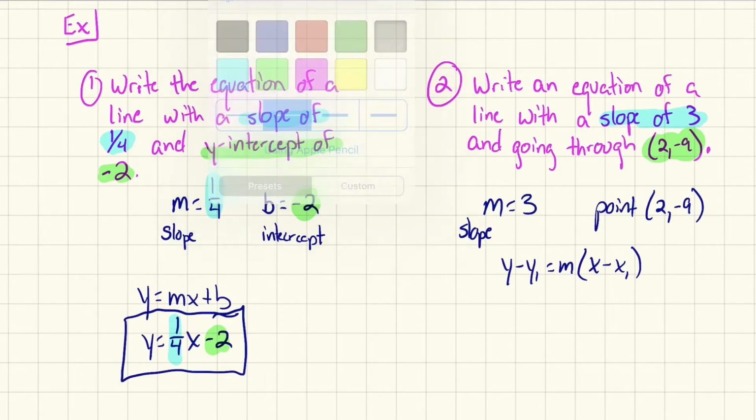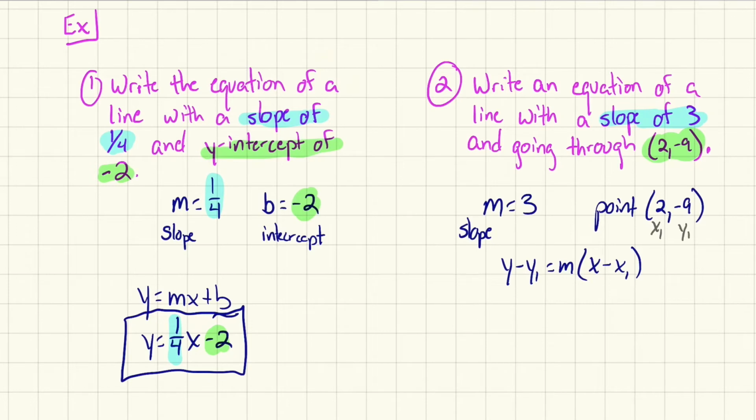Just like we have in the past, right? We're going to label our point x1, y1. Now we know where to put everything. That's going to end up giving me y minus y sub 1, which is -9, equals m, so my slope is 3, times x minus x sub 1, which is 2. And we simplify that. That's going to give me y plus 9 equals 3 times x minus 2.